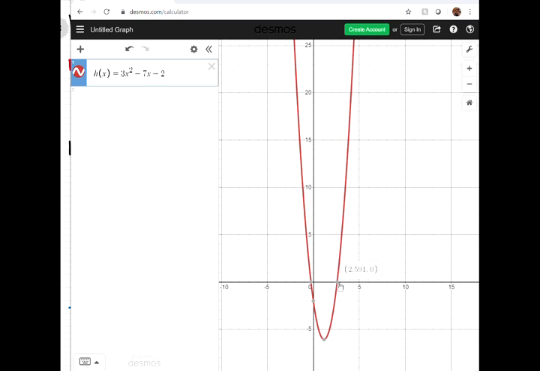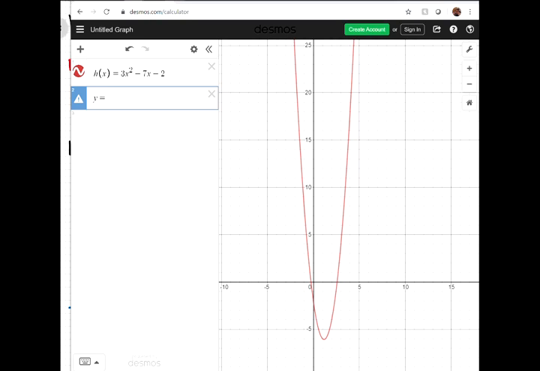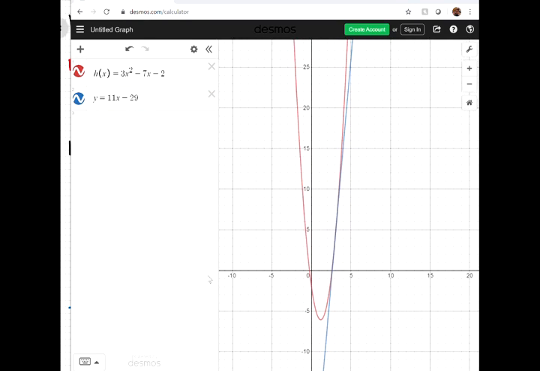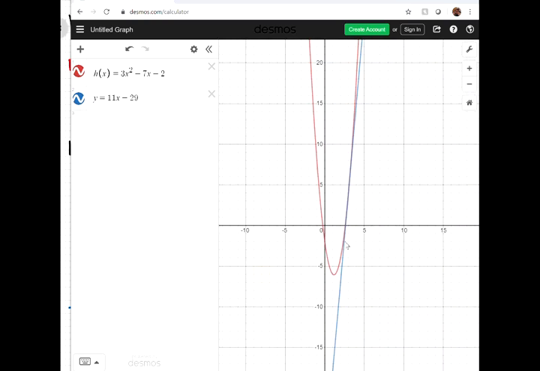So here is 3, 4. So okay, so right around here, our tangent line should intersect. If we've done this right, our tangent line should intersect the parabola. Okay, so y equals, and our tangent line was 11x minus 29. So 11x minus 29. And yeah, it looks like our tangent line is right where it should be. Looks like it's intersecting the graph right around here at the point 3, 4. Okay, looks good. So that about does it for this problem.